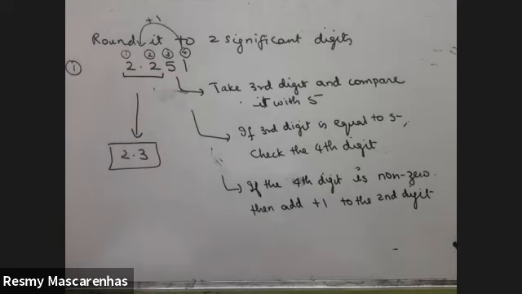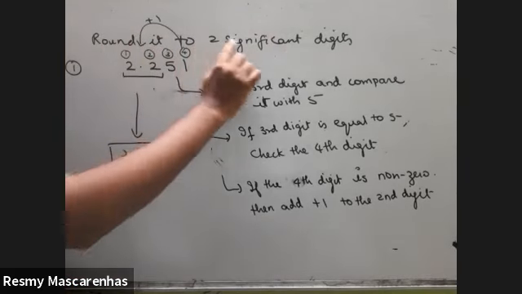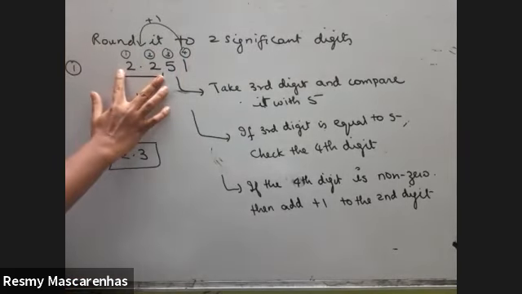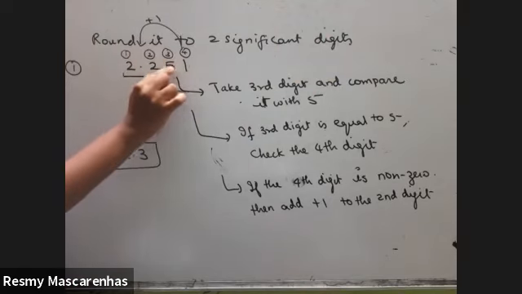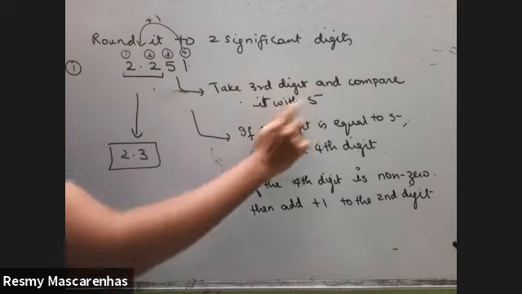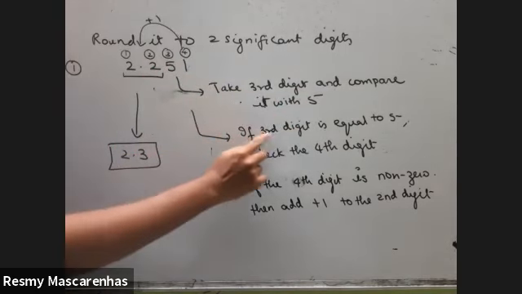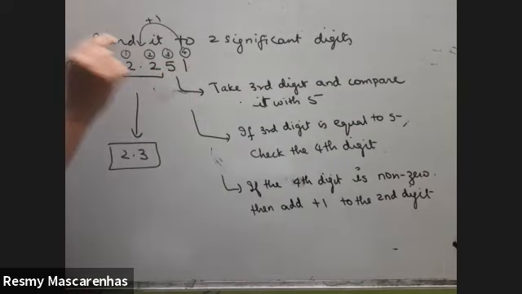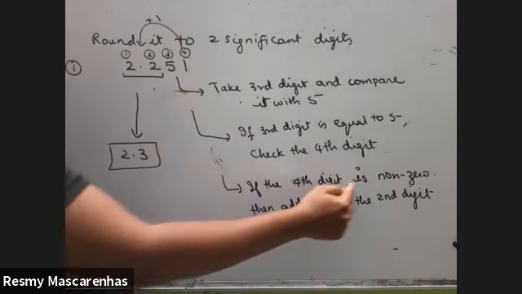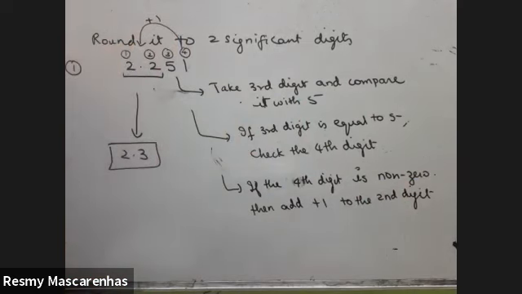One example I'll give you. The rules will remain the same, so I'm not going to repeat them again. What I basically did is round it off to 2 significant digits. I wanted only this much, so the next digit, which I don't want, is the third digit. I take the third digit and compare it with 5. If it is equal to 5, I cannot decide whether it is greater than or less than, so I have to move on to the fourth digit. If this fourth digit is non-zero, just directly add 1 to this, and then the answer will be this.